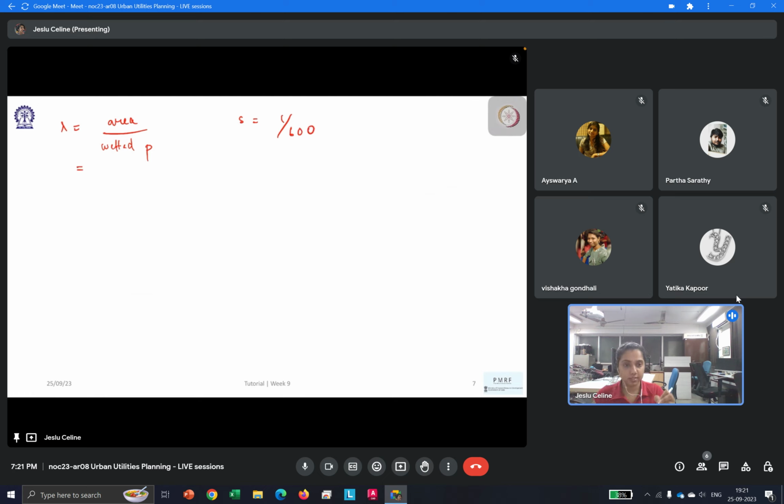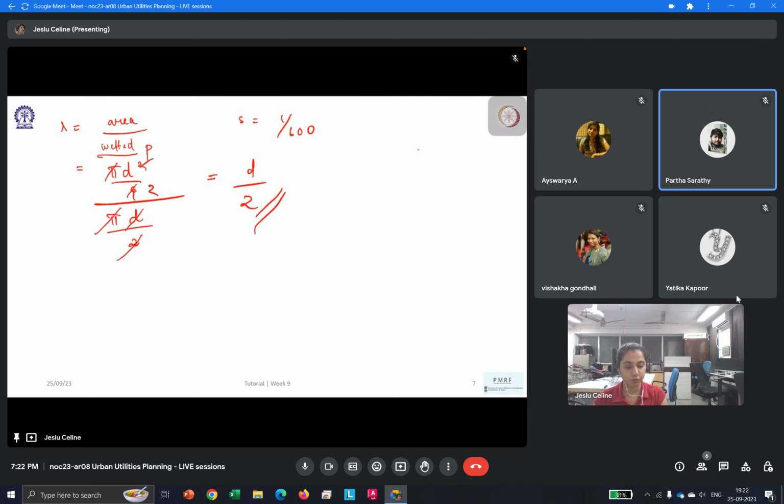Now, it is half flowing. So the area will be pi d square by 4. Area is pi r square. The wetted perimeter: pi d is the actual perimeter, but it's only flowing half, so it'll be pi d by 2. So R would be d by 2. If the flow was full, it would have been d by 4. For half, it is d by 2. This is what we will be using over here.